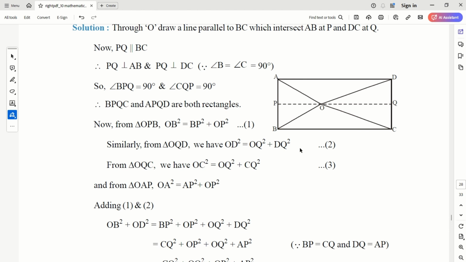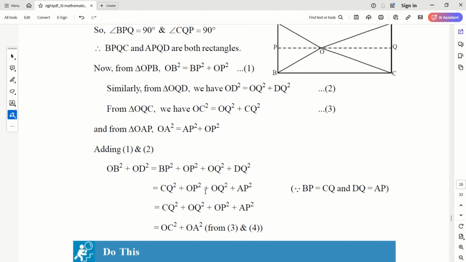we can derive that OB square plus OD square equals OC square plus OA square. It is simple addition basically. Once you derive this, simple addition. Check carefully. It's very simple. Okay. Next. Let's do this exercise.